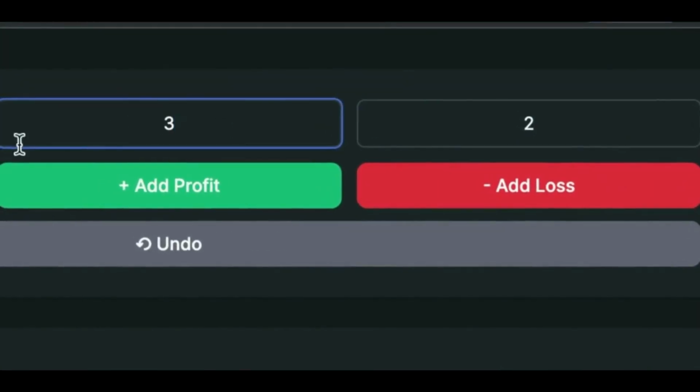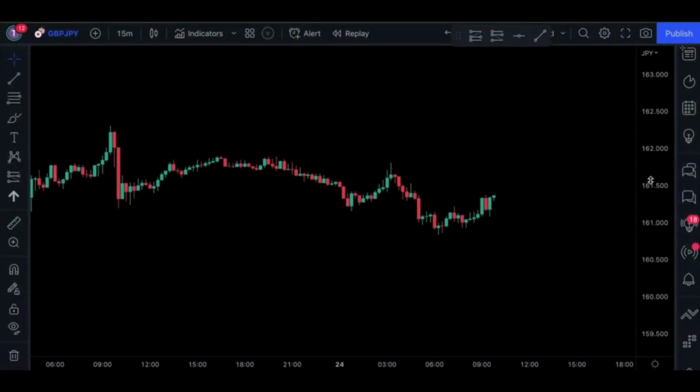For my backtesting, I will set the initial account size at $1,000 with 1 to 1.5 risk reward ratio and 2% risk per trade. I'm going to be backtesting the strategy on GBP/JPY on a 15-minute time frame.